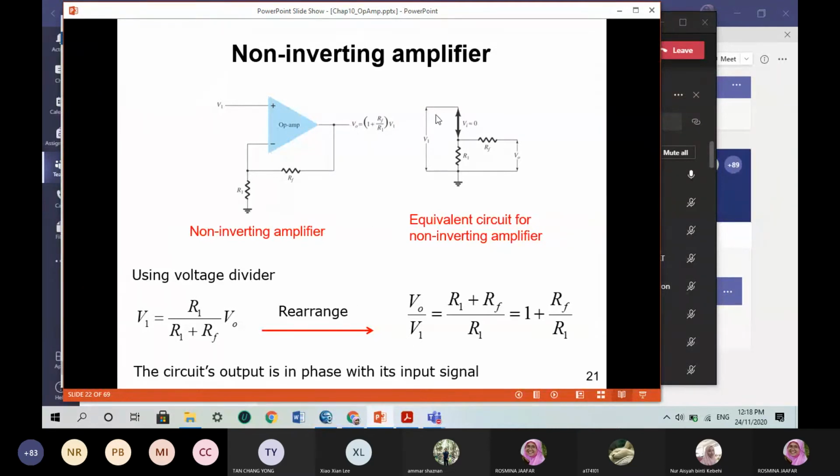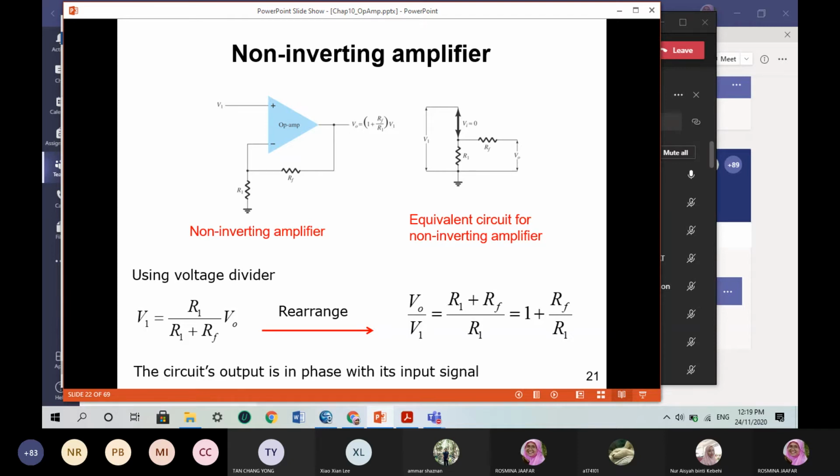Okay, and this would be the equivalent circuit for the non-inverting amplifier, where you have V1 applied through here, and VI is actually between this point. You measure VO across the R1 and RF. So this VO is actually the voltage divider. Okay.